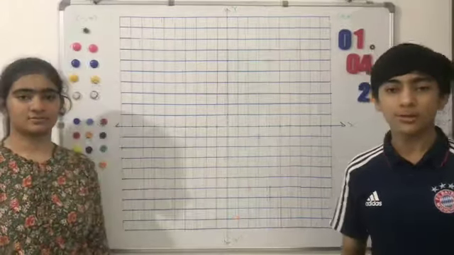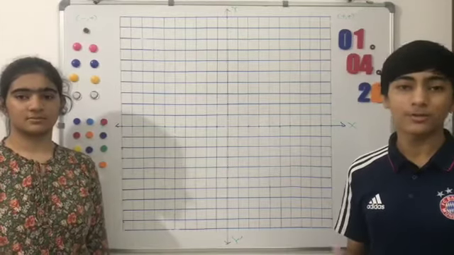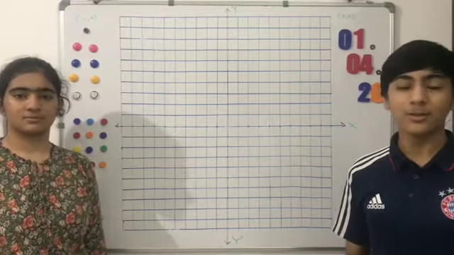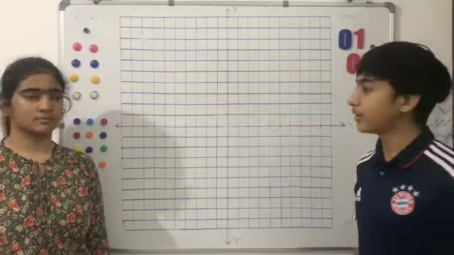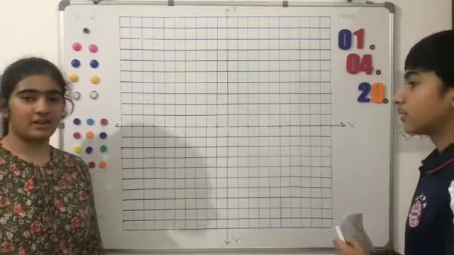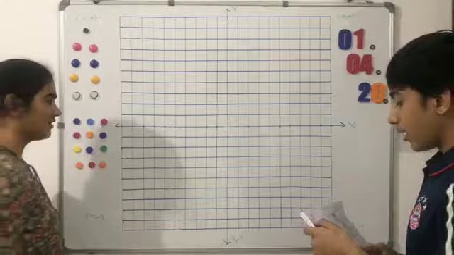We will now draw the function y equals mod x. The modulus function is a function which changes the numeral to positive. If you put -4, it comes out as +4. And if you put 4, it comes out, of course, as 4.